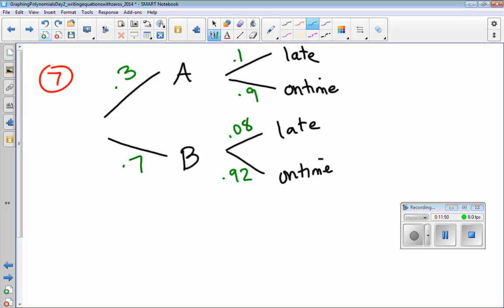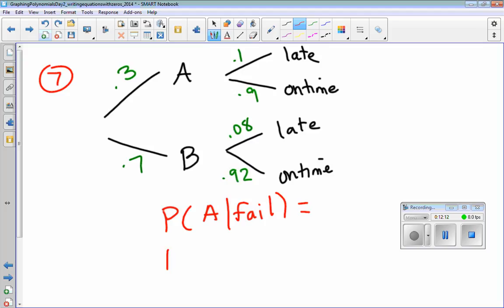And then it says, suppose you made a purchase and it was late. Which service was more likely used for your purchase? Well, here's how I approached it. What's the probability that you went with A, given that it failed?